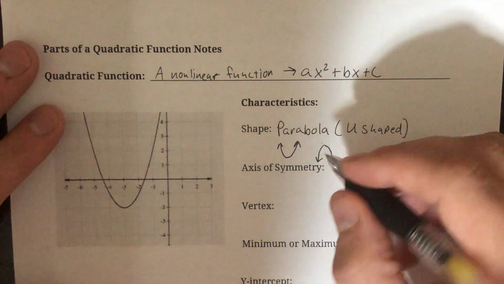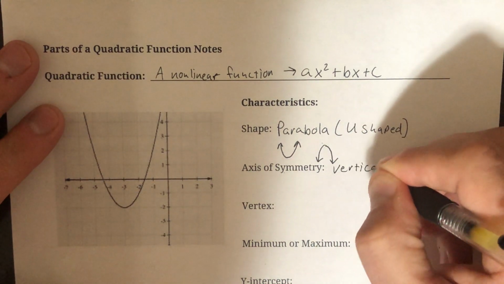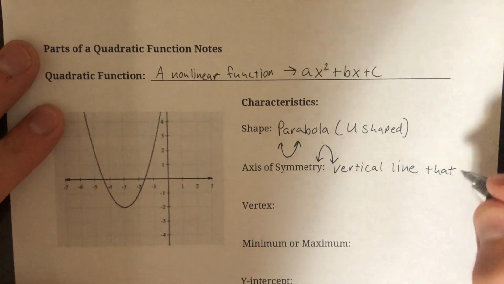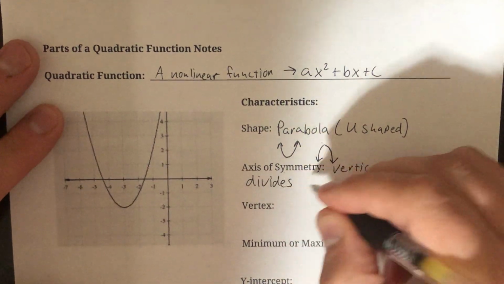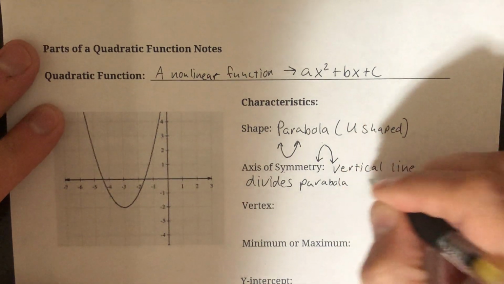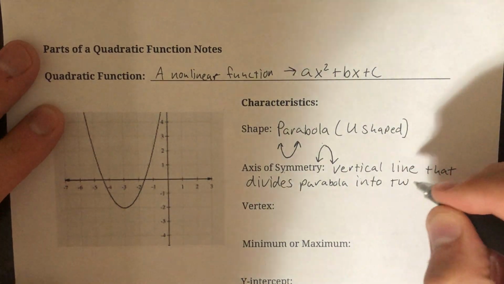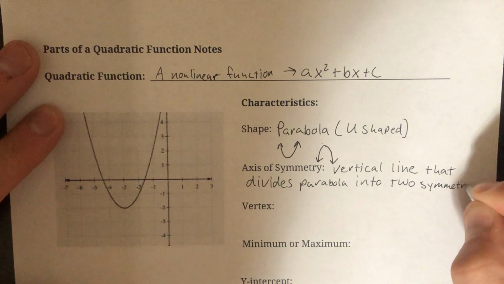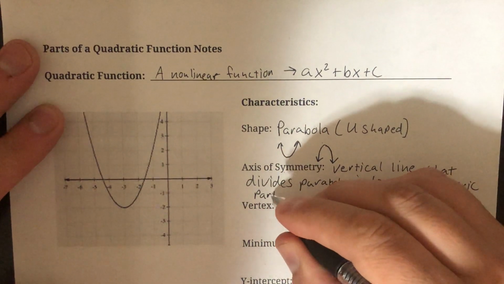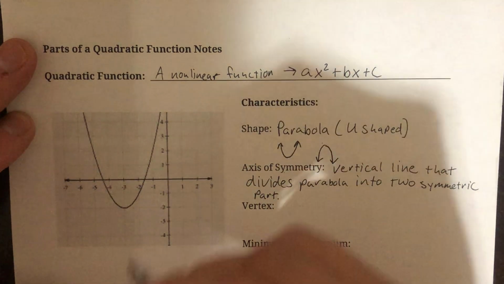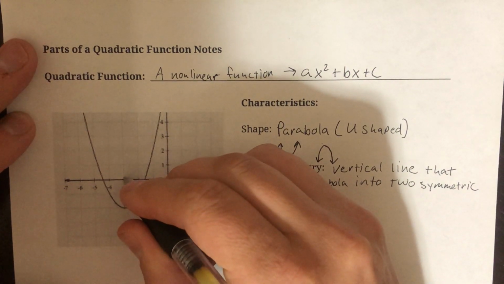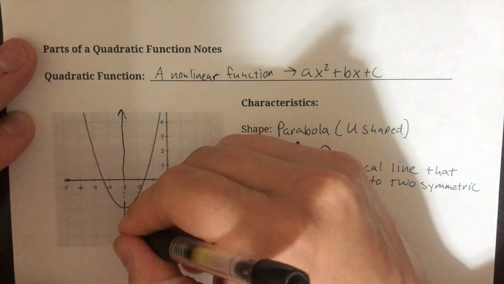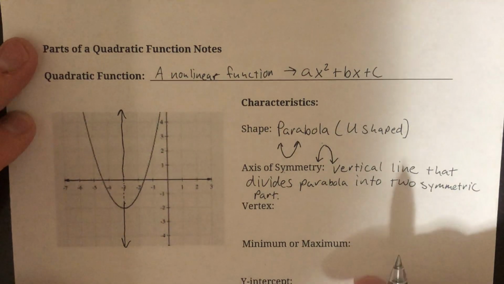The axis of symmetry is a vertical line that divides the parabola into two symmetric parts. So essentially it's cutting it in half. So I'm going to pencil in our line of symmetry. Our line of symmetry is the line that we could draw up or down. And if we were to fold the graph over that line, it would land right on top of it, on both the left side and the right side.